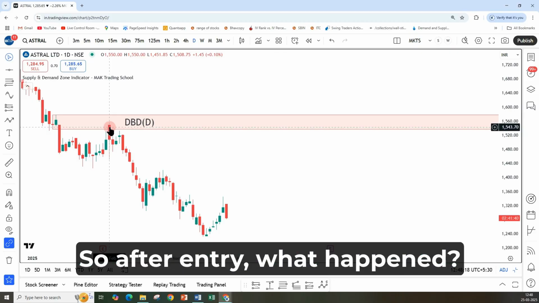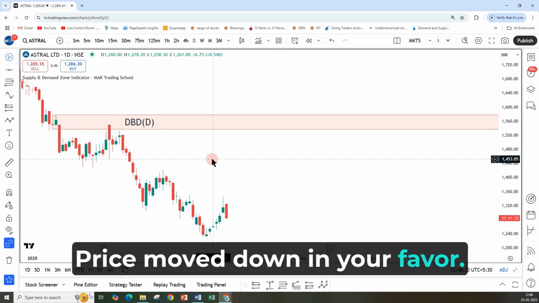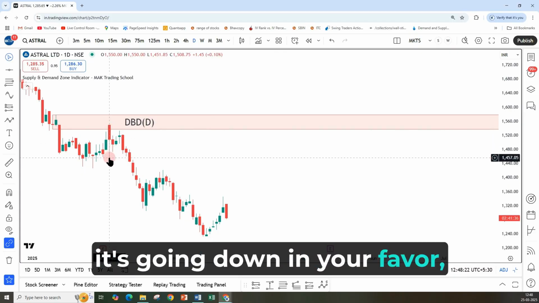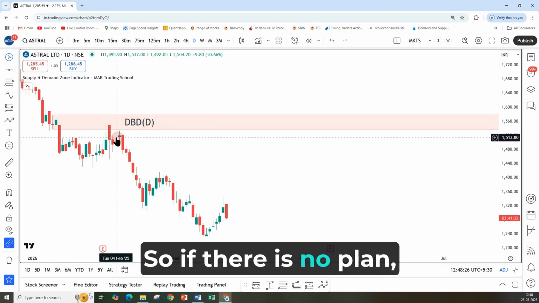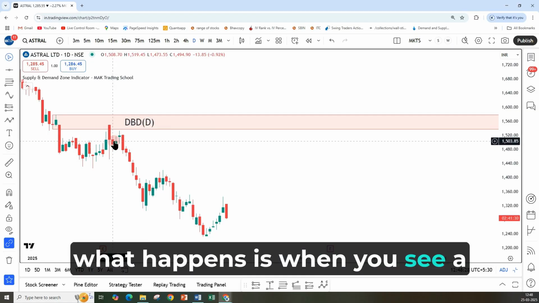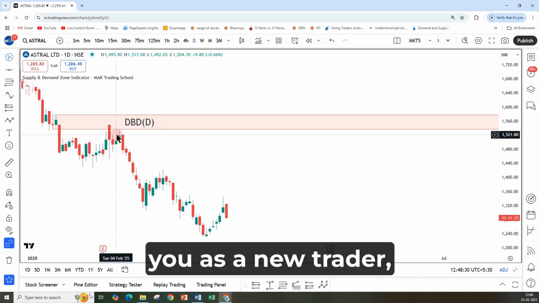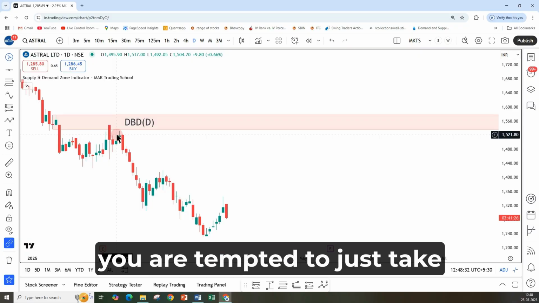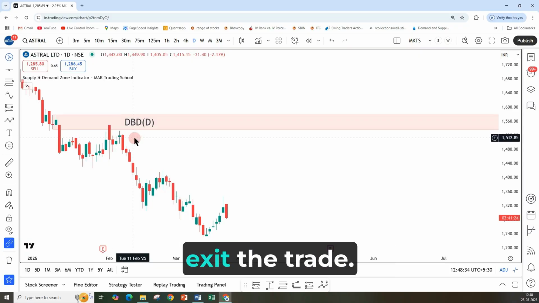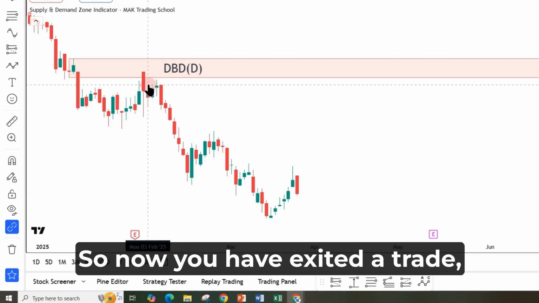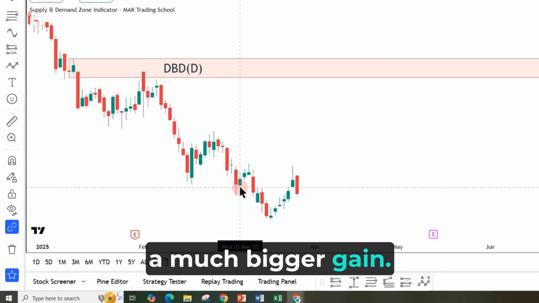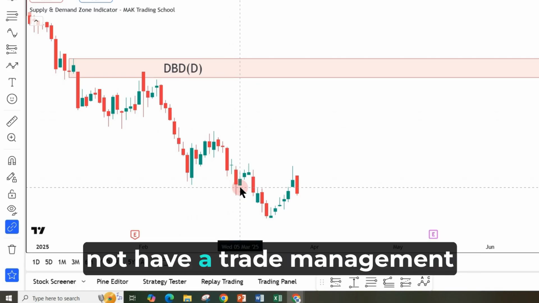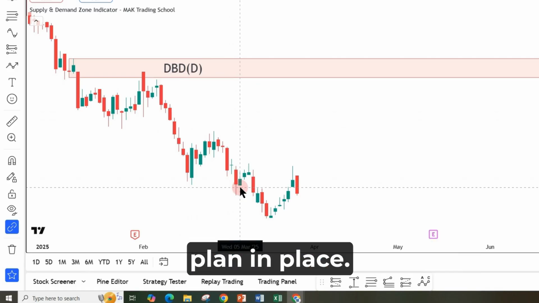So after entry, what happened? Price moved down in your favor. So you're feeling good, it's going down in your favor, but then started retracing back. If there is no plan, when you see a small movement against you, as a new trader, you are tempted to just take this small profit and exit the trade. So now you have exited a trade, whereas you could have got a much bigger gain. That happened because you do not have a trade management plan in place.